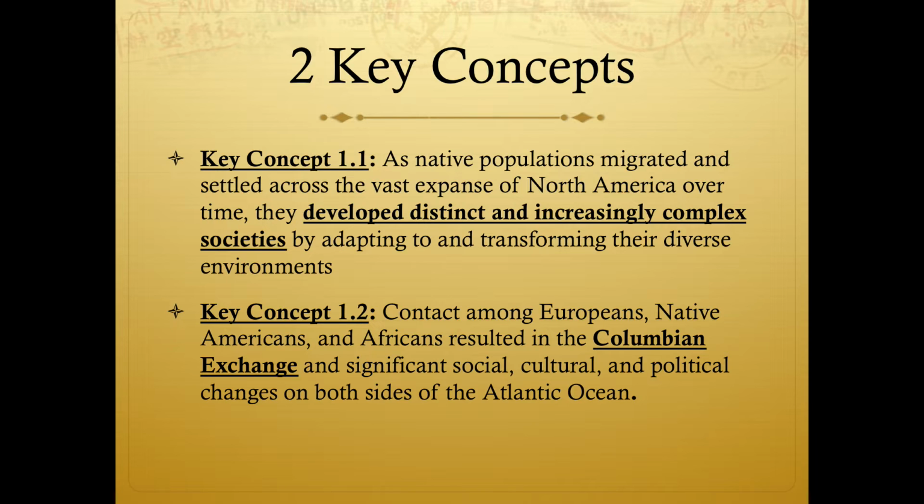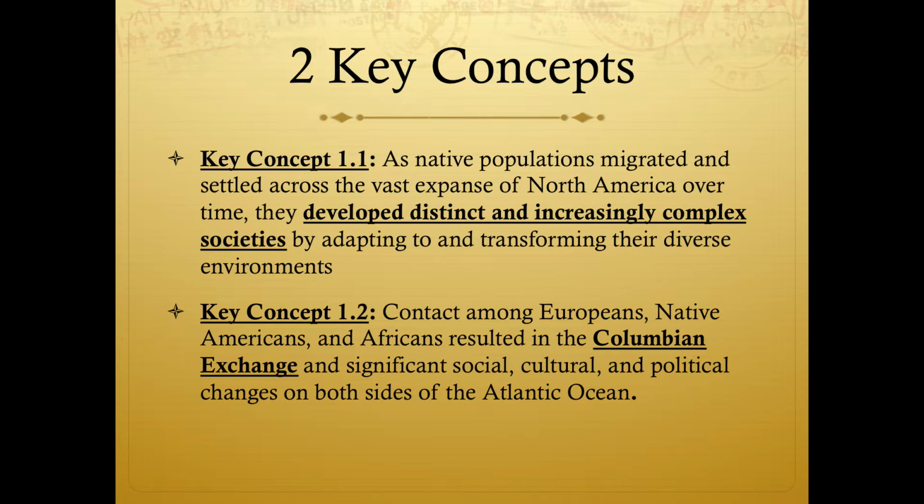Our first concept talks about our native populations that are migrating here to the Americas, to North America specifically. But as they did so, notice they developed distinct and increasingly complex societies. They adapt and transform to the environments. That's something that's very important to take note of.